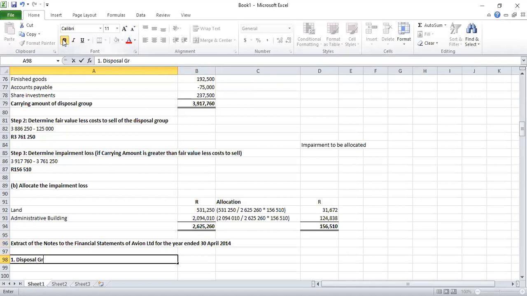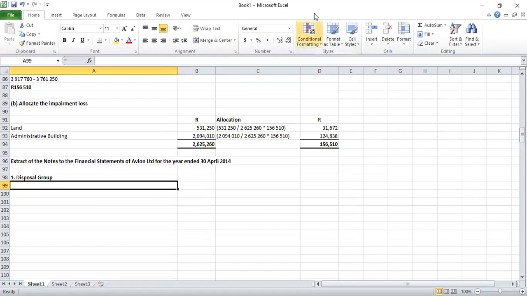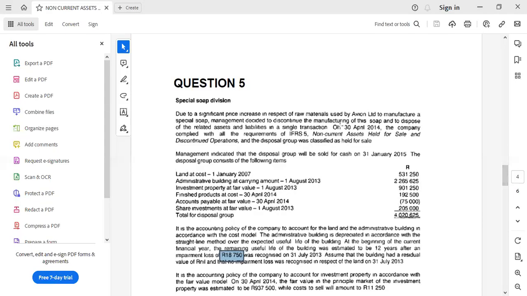So just like that other single asset, we have to disclose that the decision to dispose of the group, why they are disposing the group, and show all the assets and liabilities in the group. Remember that on 30 April, that's when all criteria was met. They decided to discontinue the manufacturing soap and dispose it. Right? They didn't give us the reasons. Oh, okay, it's here: due to the significant price increase in respect of raw materials. And the sale will be sold for cash by 31 January 2015. So we have to bring those things across.